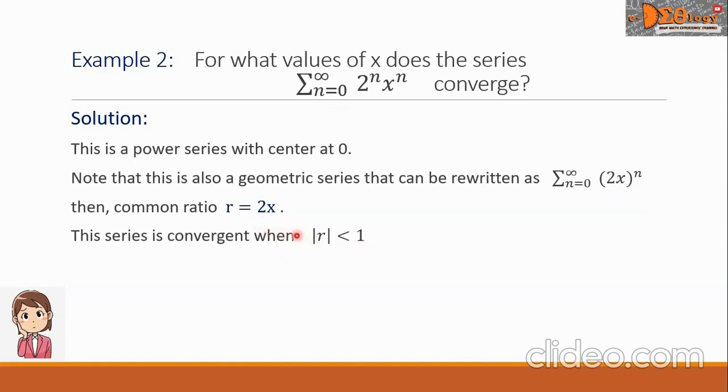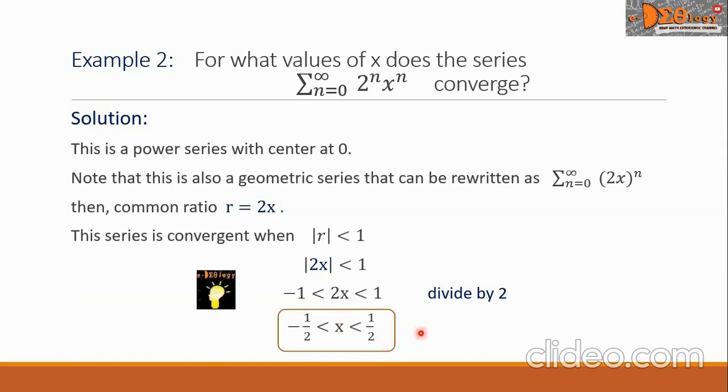Let us substitute the value of 2x in here. Let us represent this inequality into double inequality, and it will be like this, that 2x is between negative 1 and positive 1. Let us divide this by 2 to make x isolated in the middle. The left side becomes negative 1/2, the middle term becomes x, and the right side term is positive 1/2. This is now the interval of convergence.